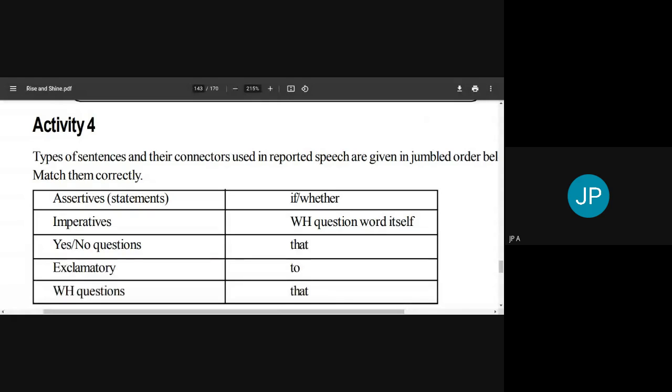Affirmatory. Assertives. So this is the correct format. You have left out something. Imperatives, we have left out. Yes, imperatives use to.